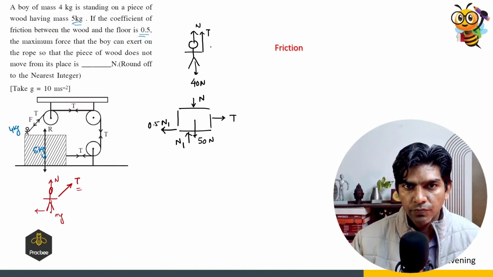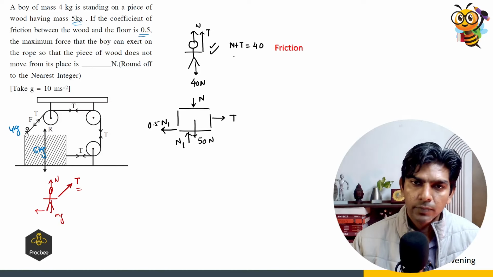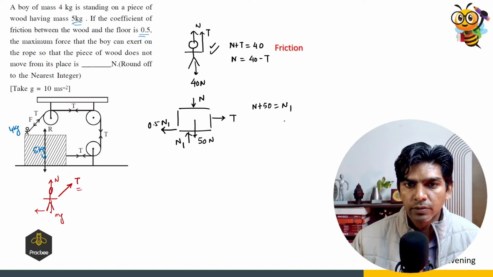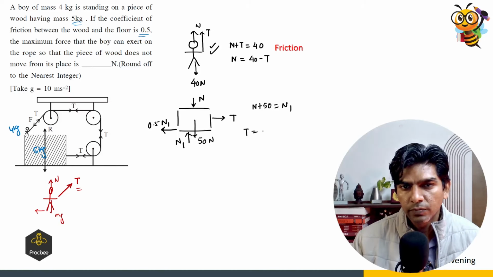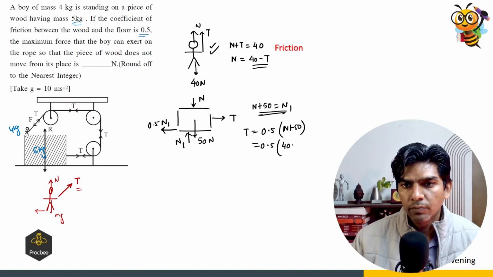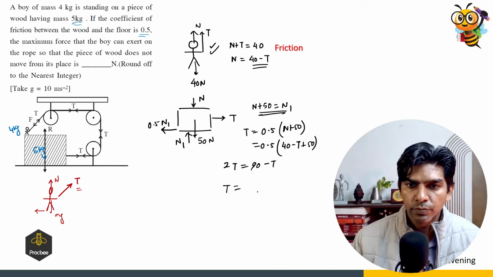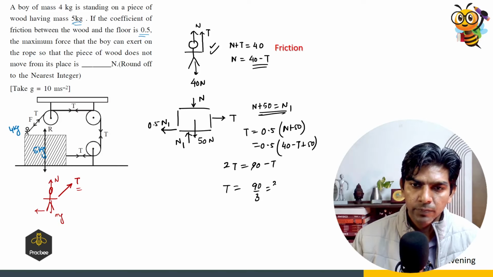So from the equilibrium of the boy, N plus T must be equal to 40, or we can say N will be 40 minus T. And if we consider the wooden block in the vertical direction, we can say N plus 50 must be equal to N1. And in the horizontal direction, T must be equal to 0.5 times N1, and N1 is N plus 50. And N is 40 minus T. So 0.5 times (40 minus T plus 50). So from this, we can say 2T is equal to 90 minus T. So T comes out to be 90 by 3. So that will be 30 Newton.